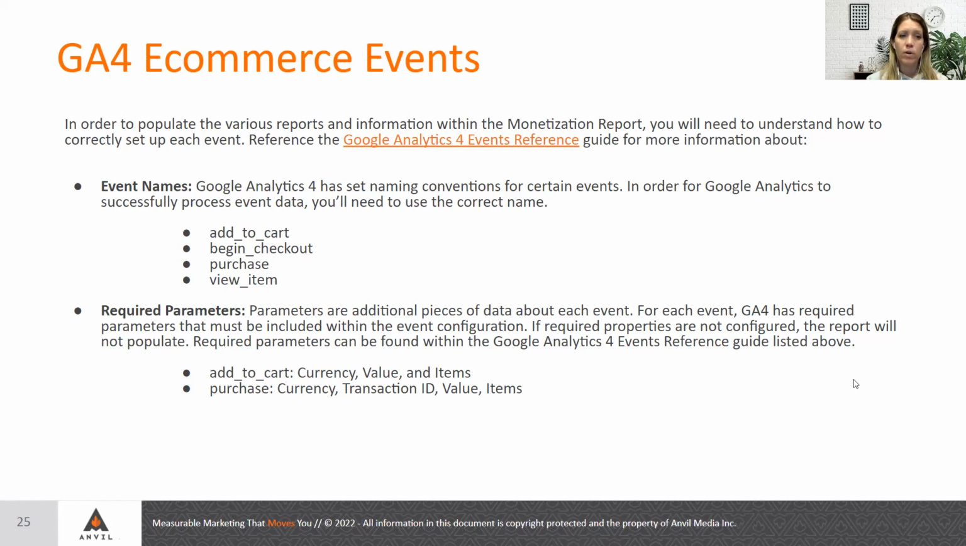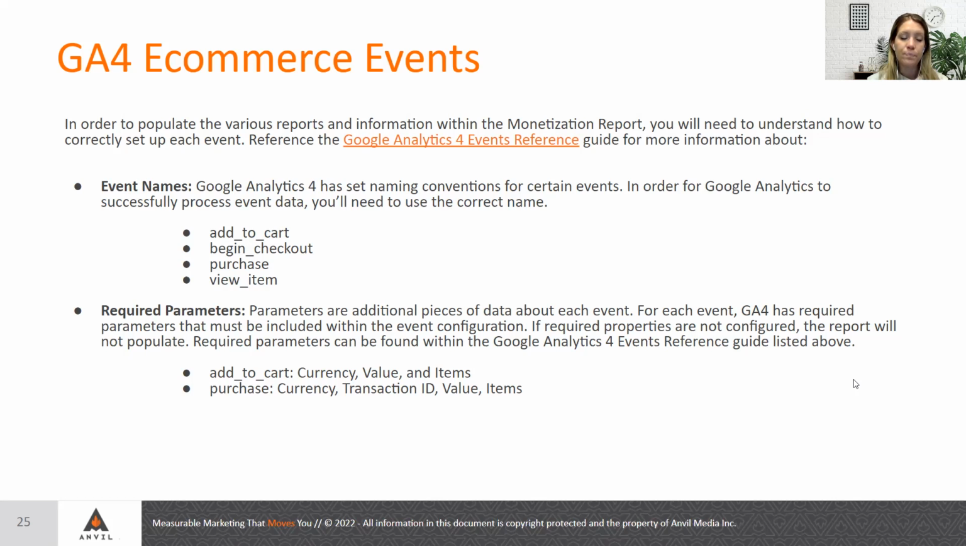And then you've heard me mention required parameters, which are just, again, additional pieces of data about each event. They provide additional context about what's occurring within the event. And for each e-commerce event, Google Analytics 4 has required parameters. So you have to include those parameters in order for the event to successfully populate. If you don't include the required parameters, you won't see that information appear within Google Analytics 4. Again, the required parameters can be found within that reference guide that we have linked at the very top.